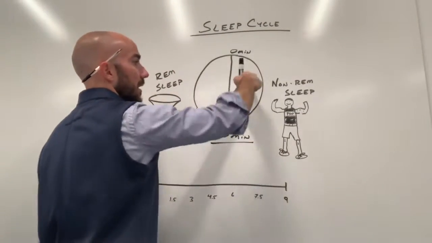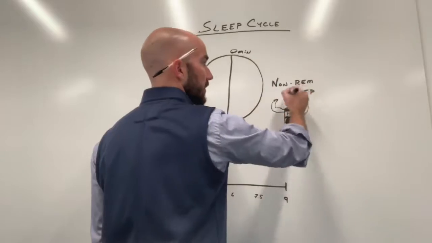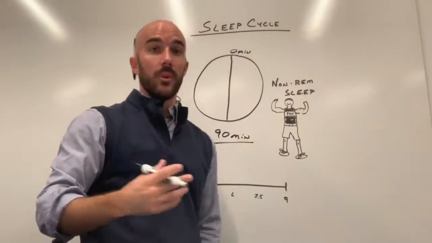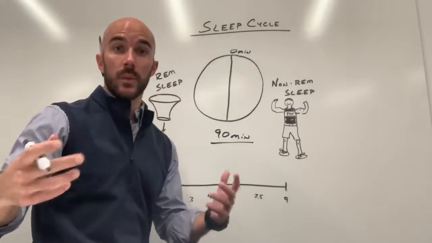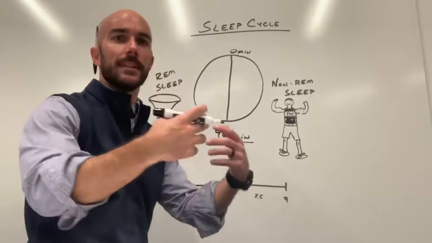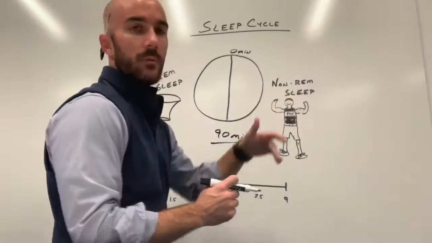This sleep cycle is comprised of two different types of sleep: non-REM sleep and REM sleep. A lot of us are very familiar with REM sleep. That's when dreams occur. We talk about dreaming all the time. That's super, super deep sleep. Okay, we talk about non-REM sleep.